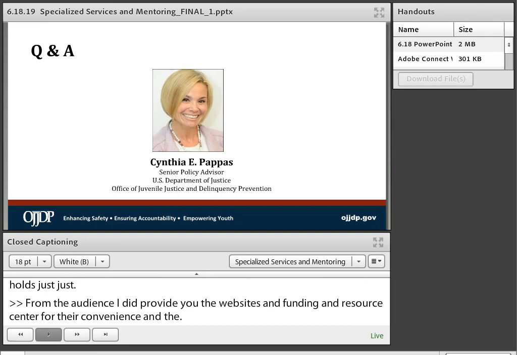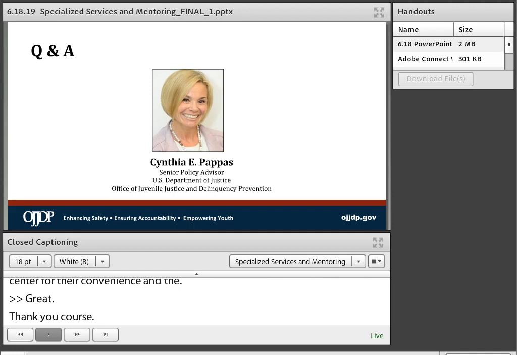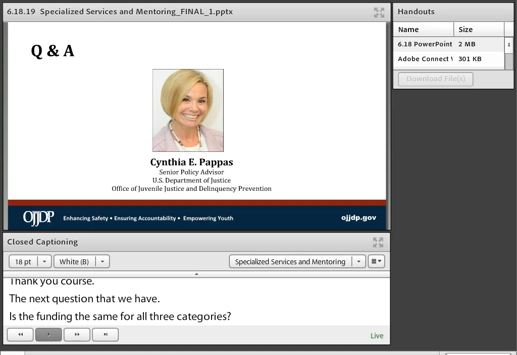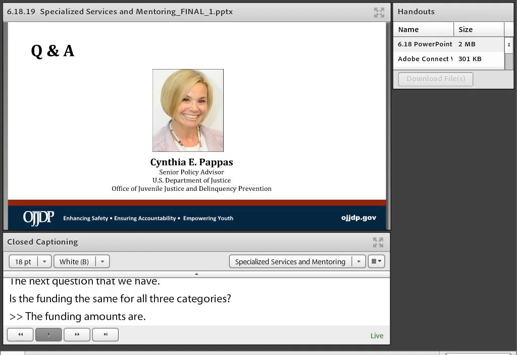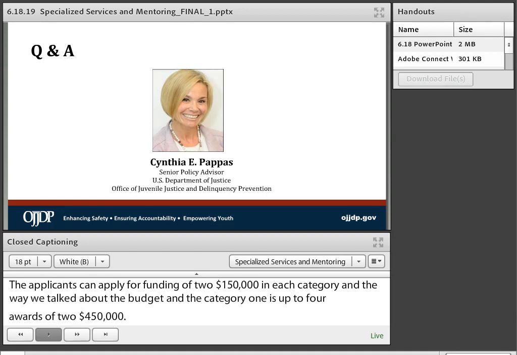And the next question that we have, is the funding the same for all 3 categories? The funding amounts are. So the applicants can apply for funding up to $450,000 in each category. And the way we talked about the way that they're budgeted, but yeah, Category 1 is up to 4 awards for up to $450,000. Category 2, up to 3 awards for $450,000 each, and Category 3, up to 4 awards for $450,000 each. So the maximum dollar amount is the same.